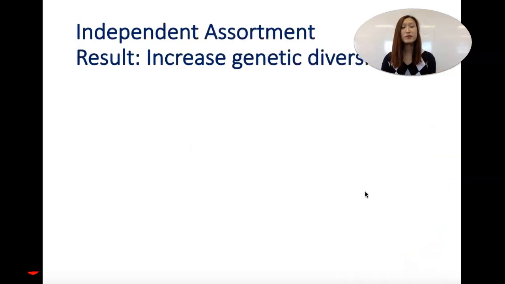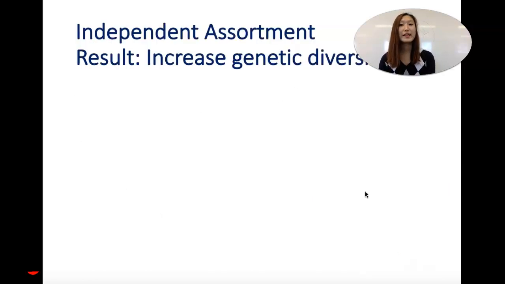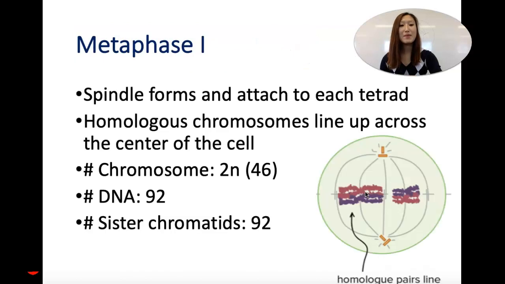Moving on. During metaphase 1, there is another concept called independent assortment. What that means is, of course, you can have maternal DNA, meaning DNA from mom, on one side, paternal on the other side, maternal again, paternal again, but you can also have maternal-paternal, paternal-maternal, right? Such words, okay?